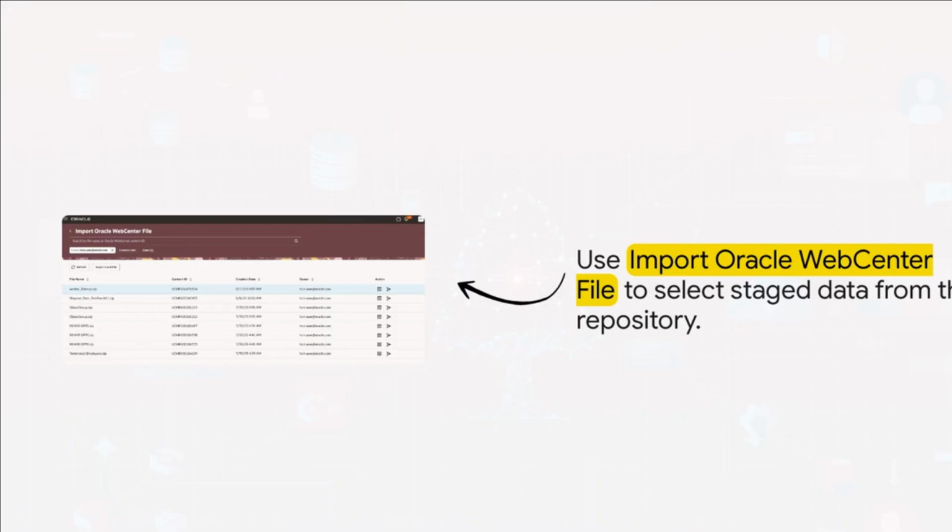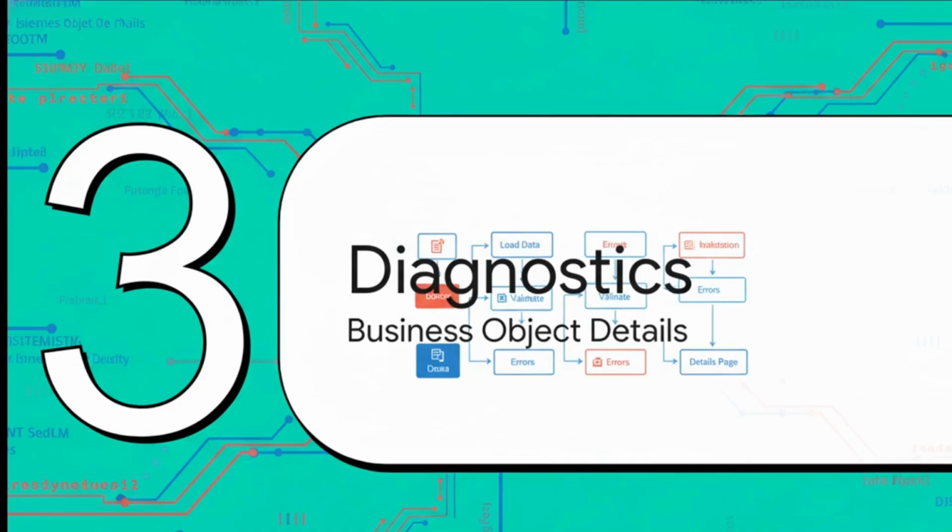So the inevitable question: what happens when a load has issues? Well, let's get into diagnostics. We're going to start with the first level of analysis, which is the Business Object Details page.